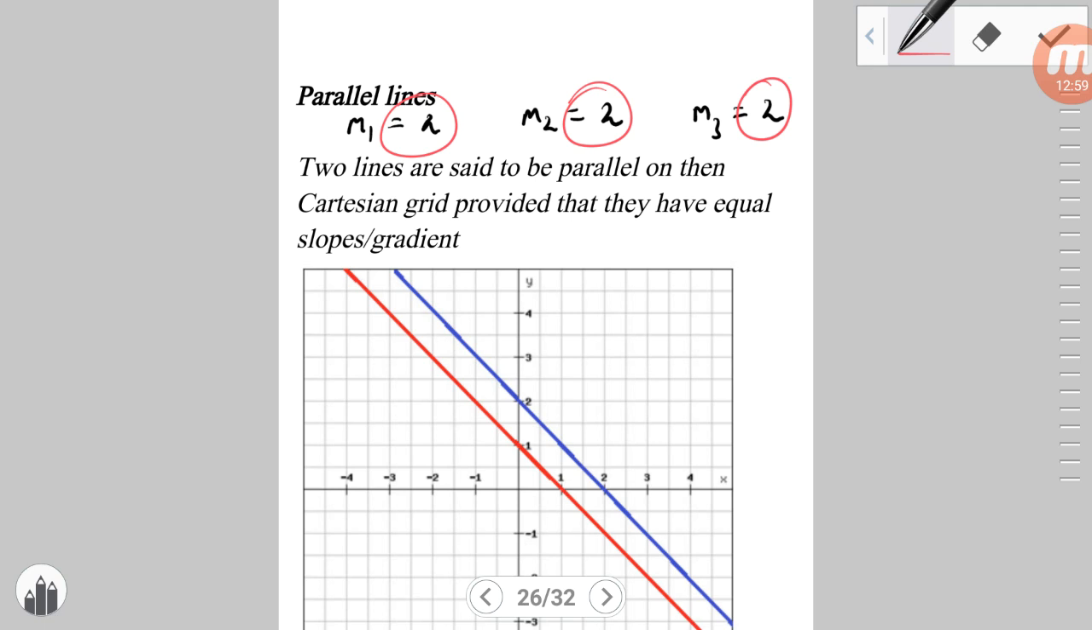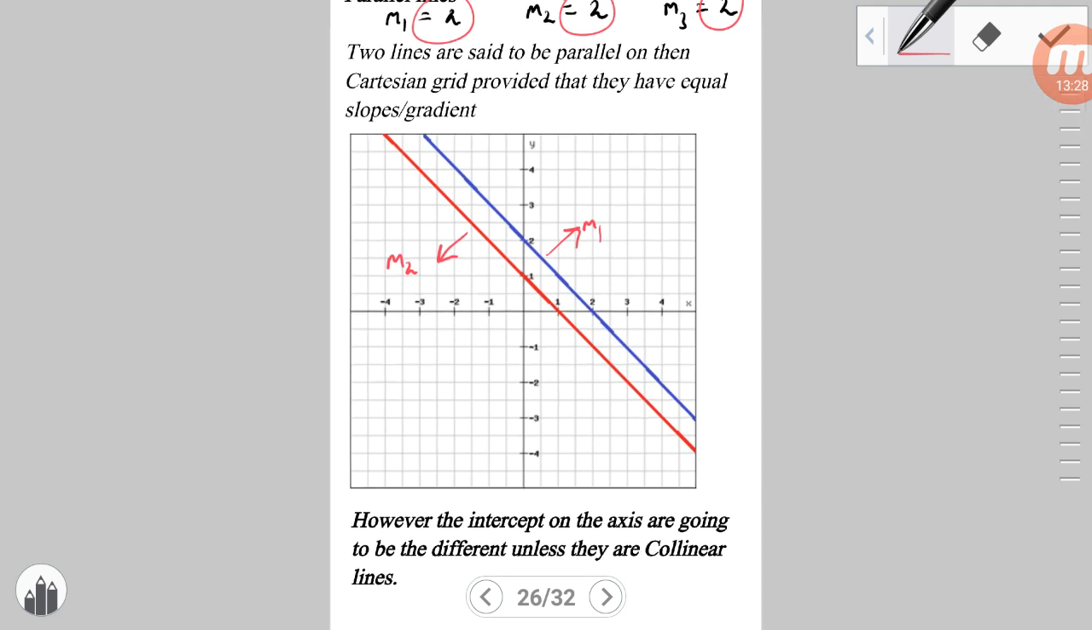So that means if I calculate the gradient of a line, then automatically I have also calculated the gradient of every and any line that is parallel to the original one. So we're going to call this blue line here M1. Once I've calculated the gradient of the blue line, which is M1, then automatically the gradient of the red line here is going to also be the same.